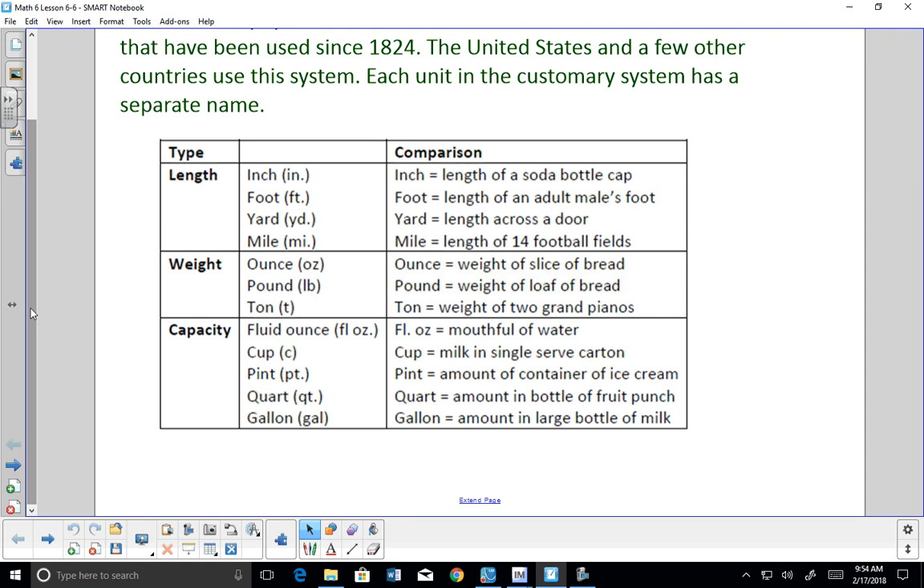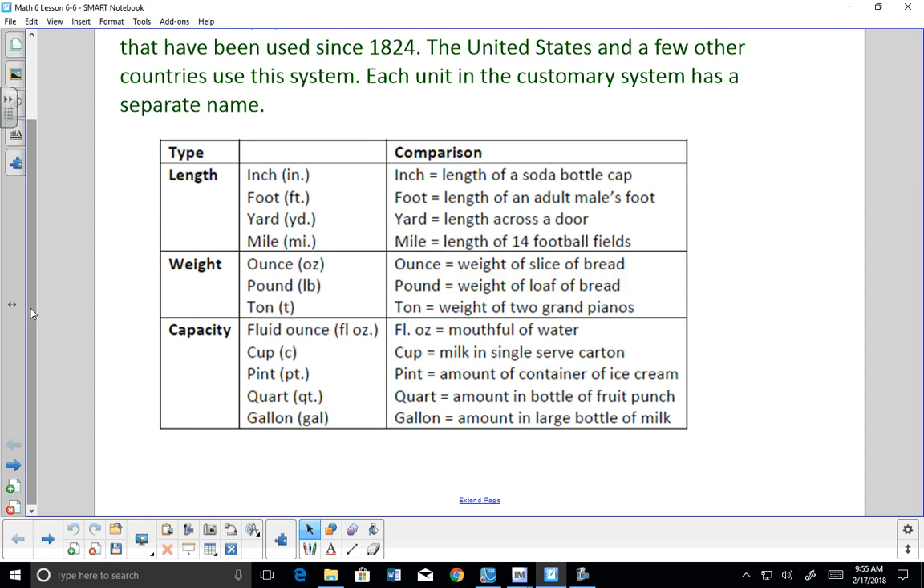A mile is about the length of 14 football fields. Okay? If you went end zone to end zone 14 times, you get about a mile. For weight, the customary system uses the ounce, which is about the weight of an ordinary slice of bread, the pound, which is the weight of the entire loaf of bread, and a ton, which is the weight of 2 grand pianos. Those are the big giant pianos, not the standing upright pianos, but the big giant pianos.